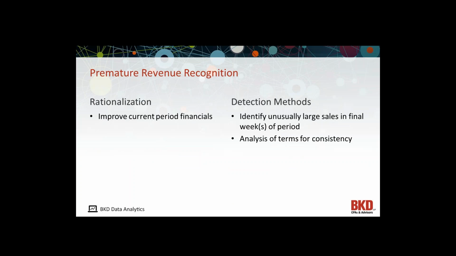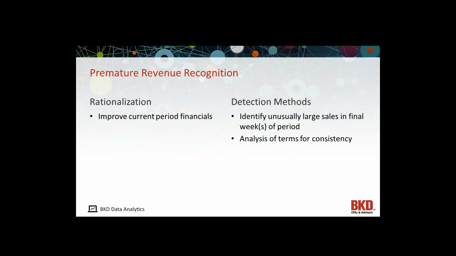The next thing, the next period, we want to consider as well, because if we see this start to happen, that means it's going to have to continue and it's going to perpetuate itself throughout the year. So here what we're going to do is look for unusually large sales in the final week of the period, or the final couple weeks of the period.